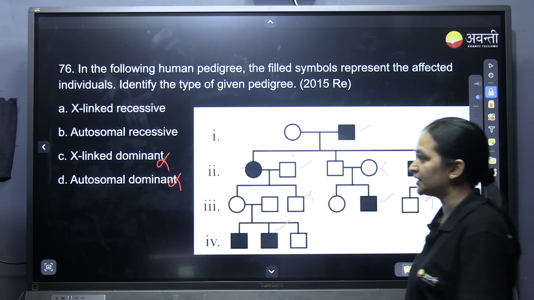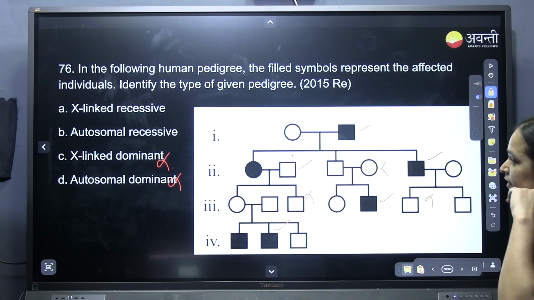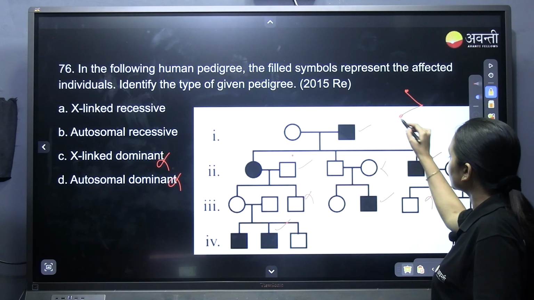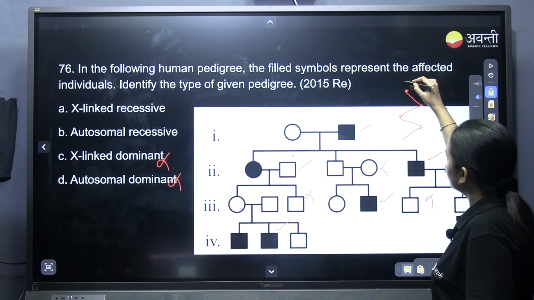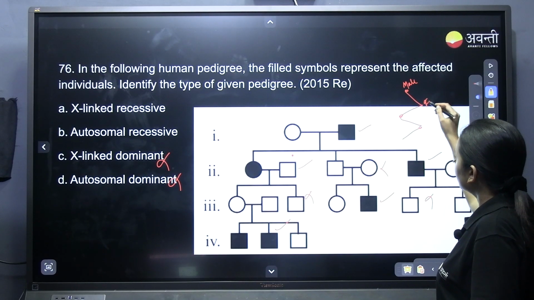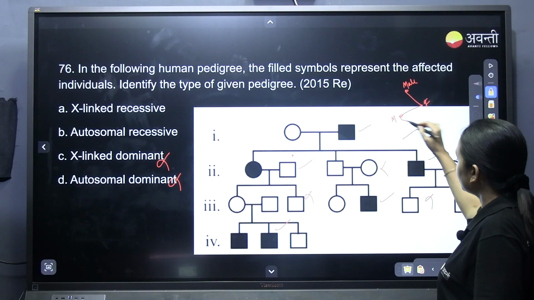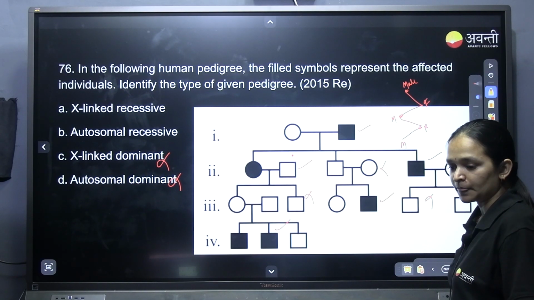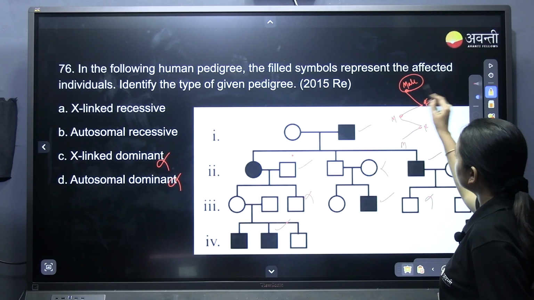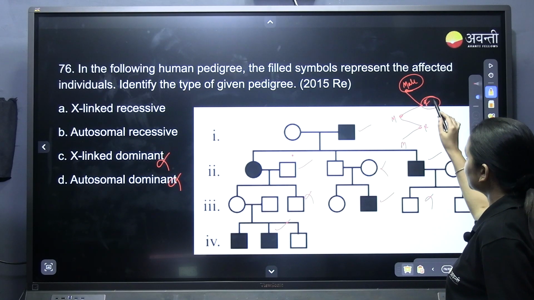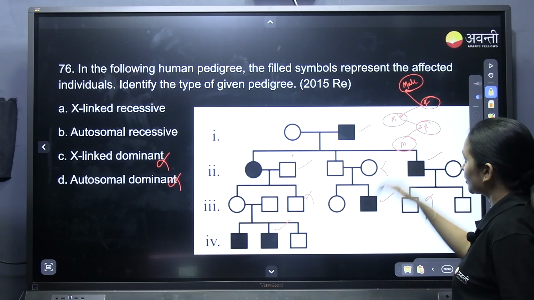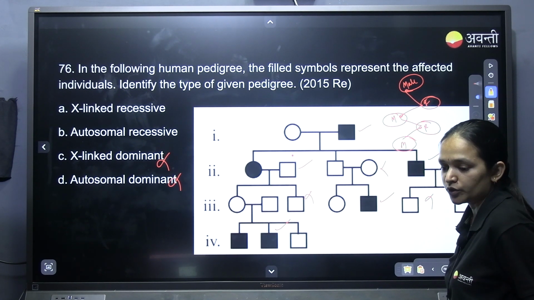Now coming to X-linked और autosomal. X-linked में क्या होता है? क्रिस क्रॉस इनहेरिटेंस होता है. क्रिस क्रॉस मतलब male से then it will be going to female. From female it will be going to the male. From male it will be going to the female. From female it will be going to the male. ऐसा मतलब from father it will be going to the daughter. From the daughter it will be going to the son. From son it will be going to the next daughter. From daughter it will be going to her son.